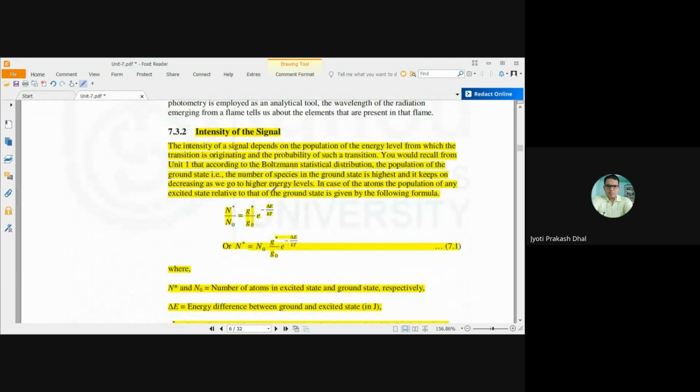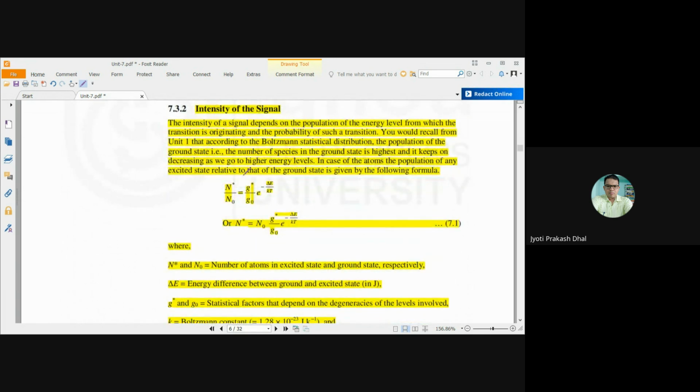So now coming to the second one, intensity of the signal. The intensity of the signal depends upon the population of the energy levels from which the transition is originating and the probability of such type of transition. So intensity of the signal will tell how many atoms have electrons excited to which energy level, and from that energy level they will undergo emission and come back to the ground state.